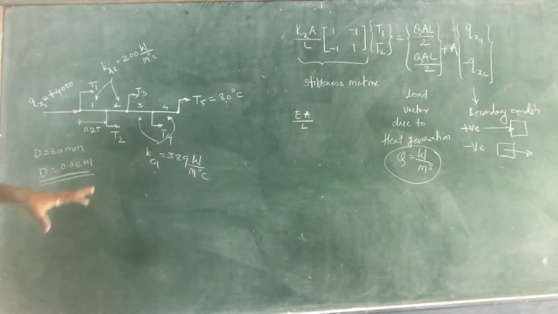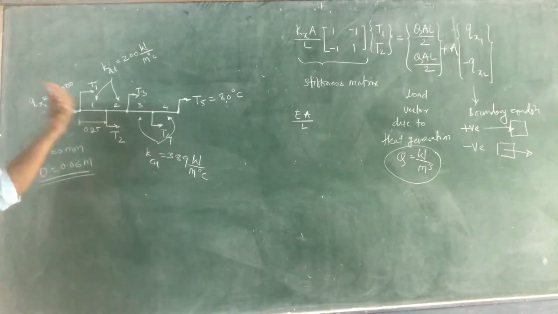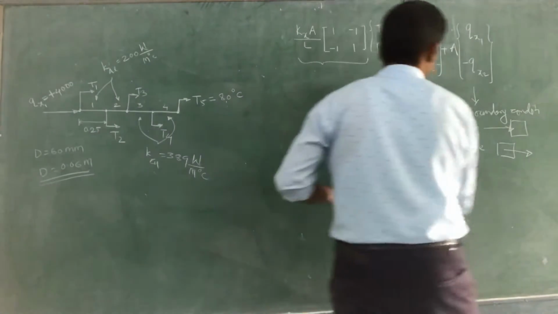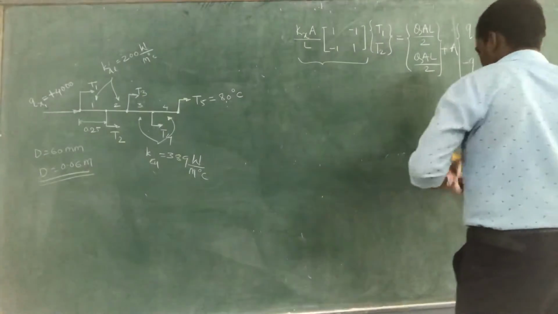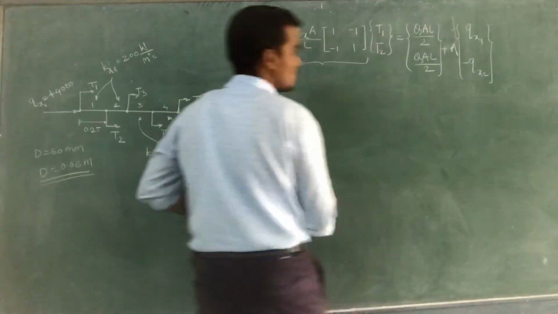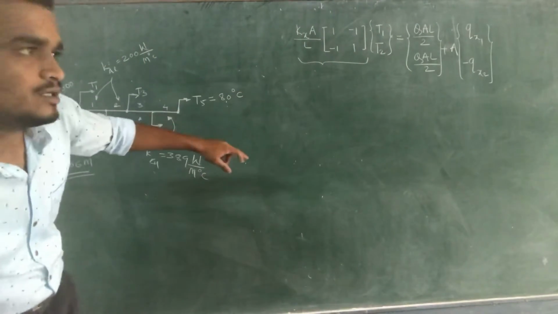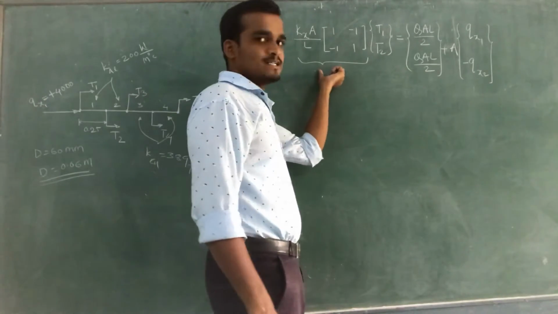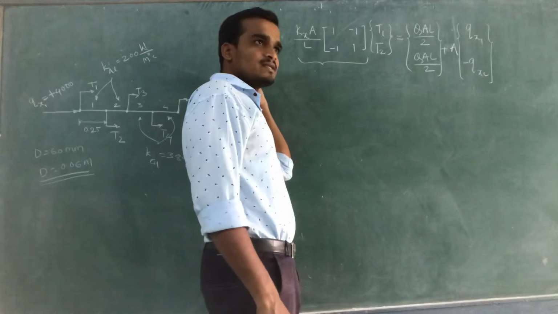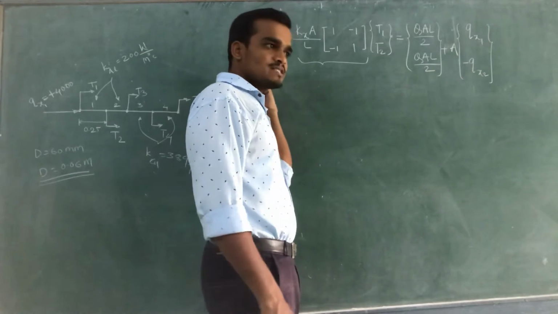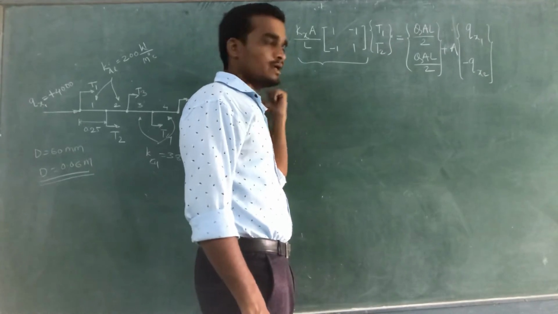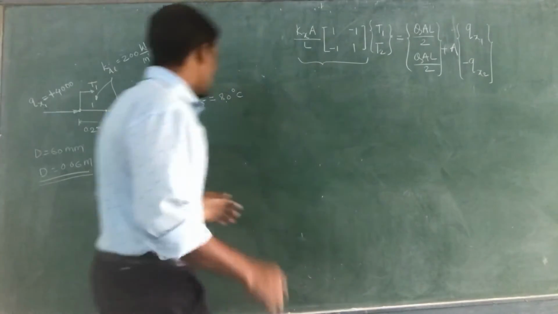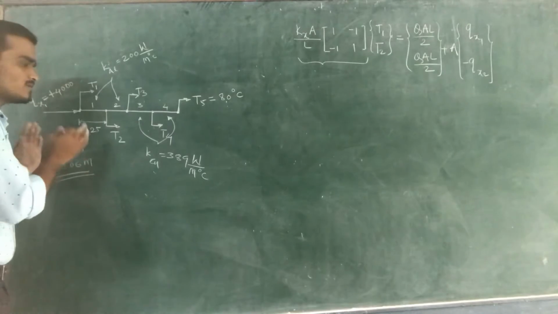Now we need to find out the temperature distribution. How do we proceed to find the temperature distribution within the field? First we need to see how to apply this equation to this problem. Here this is your elemental stiffness matrix. As there are 4 elements, we need to find out the elemental conductive stiffness matrices for these 4 elements.